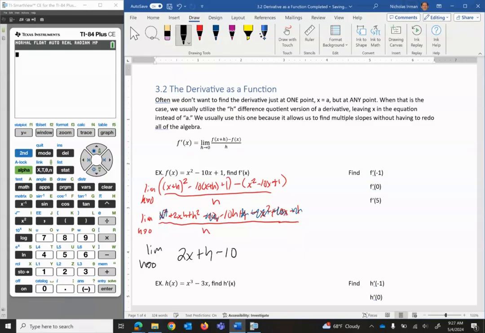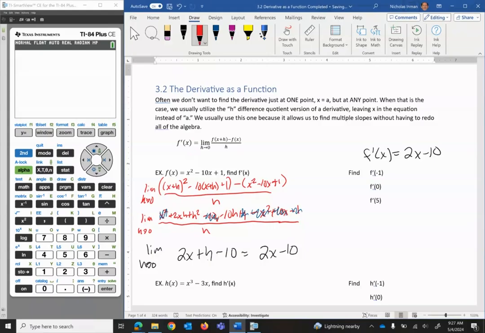And we're doing this as h approaches 0. So now I can make h 0. It's totally fine. It's not in the denominator anymore, so we can do that. All right. So this is just 2x minus 10. All right, so our derivative, our f prime, is 2x minus 10. All right, and the nice thing is that that derivative is a function still.